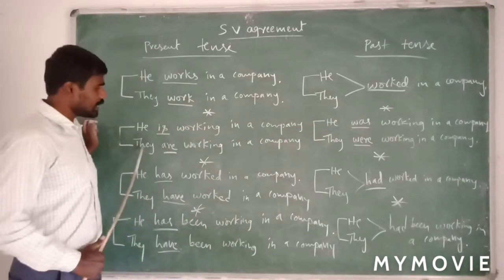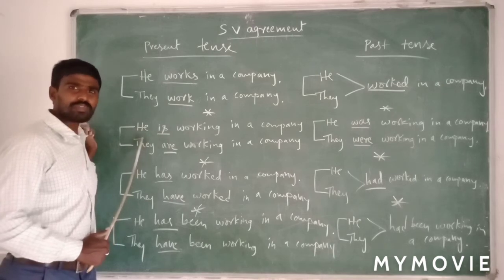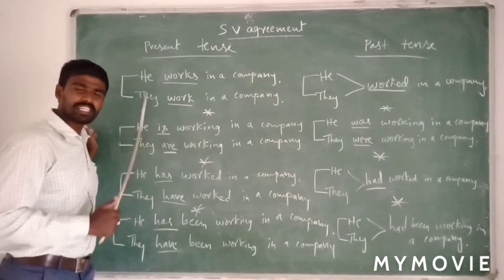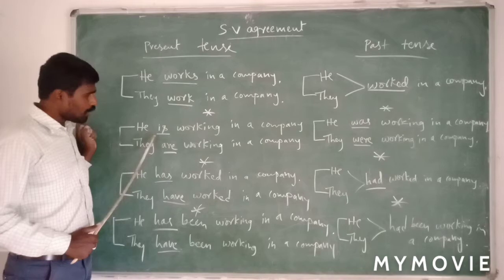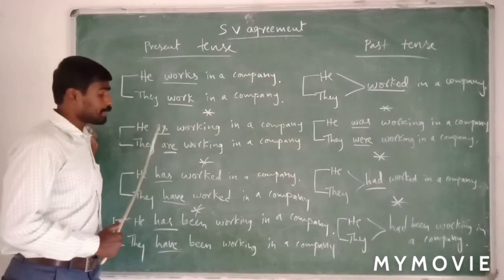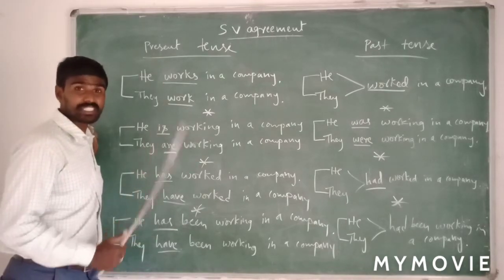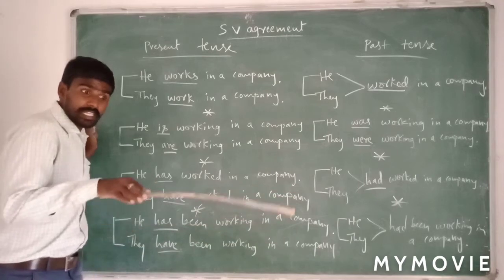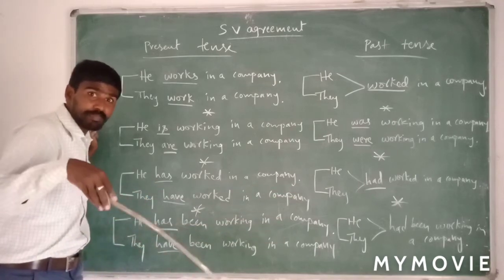So now look at the next example. The same sentence I have written in all the tenses. Now this is in present continuous, which means it is still going on in present tense.